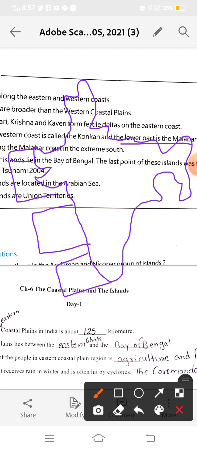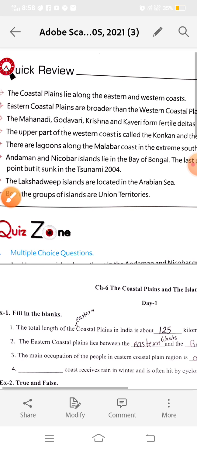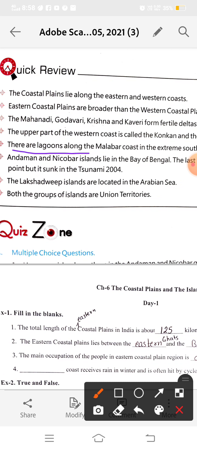Now next, there are lagoons along the Malabar coast in the extreme south. We have lagoons along the Malabar coast in the extreme south. And what are lagoons? These are parts of the sea water cut off by rocks or sand.